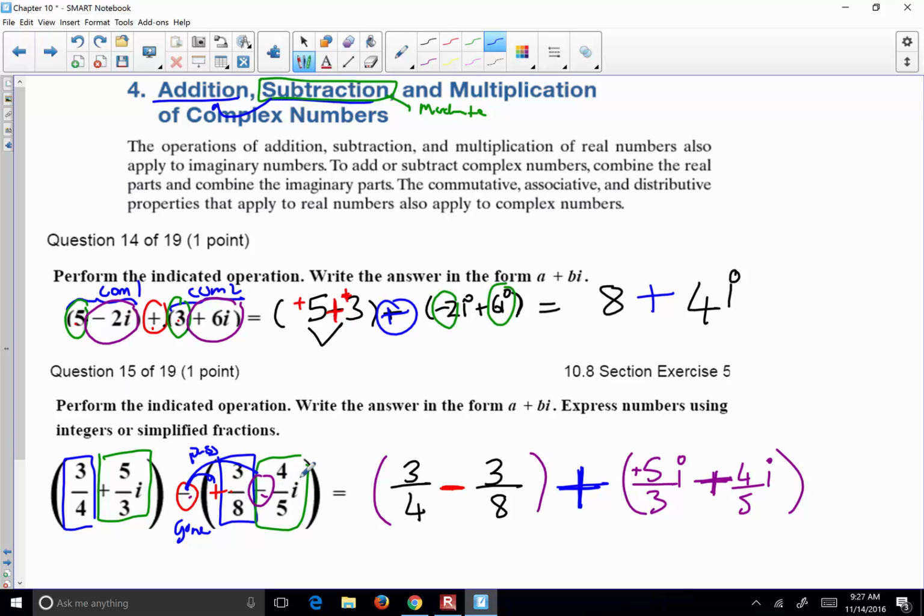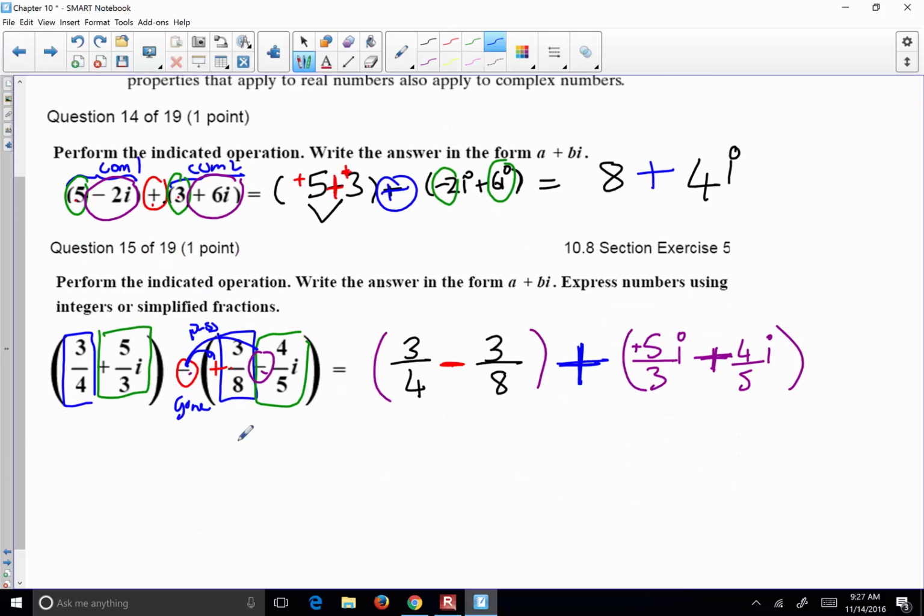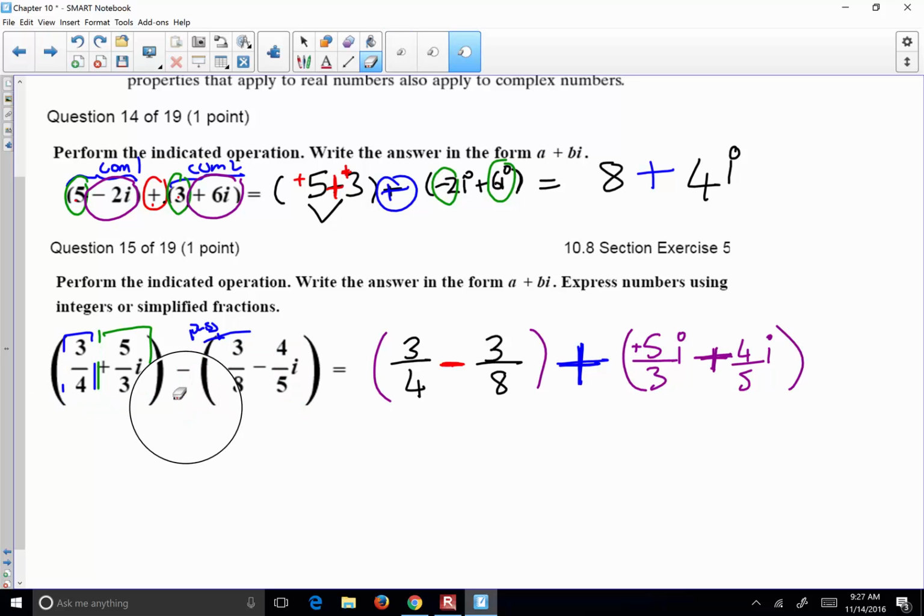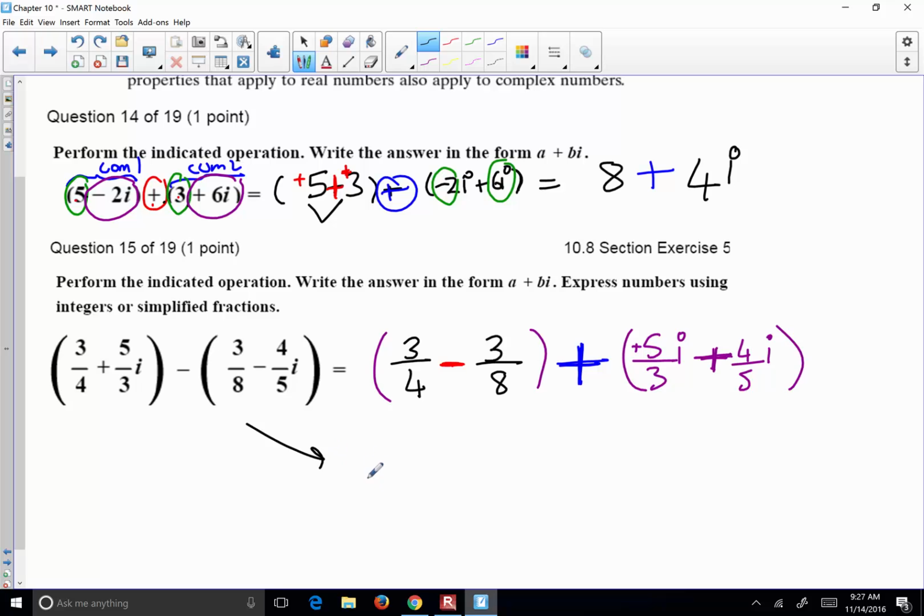But the second idea is, I will do it underneath this one. So I'm cleaning this. Here's the second grouping method here. Keep this sign as it is. Only combine these like terms with their original signs. 3/4 plus 3/8.